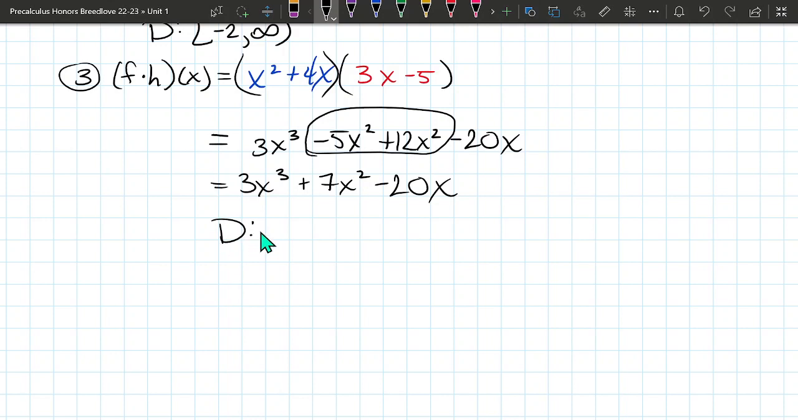So are there any domain restrictions happening? You can look either here at our result, our product, or at the two beginning ones. And nowhere there is a domain restriction. If there was a domain restriction in either f or h, there would also be a restriction in its product. But since there's not, it's from negative infinity to infinity, or you can write all real numbers. Either way is fine.